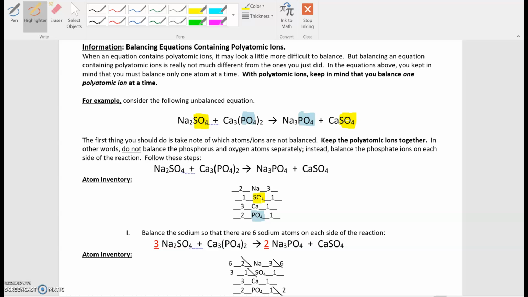But notice how I keep the inventory. I had sodium, I have 2 sodiums and 3 sodiums because of the subscripts. Now notice how it says 1 sulfate on each side. You see how sulfate is SO4? It might look like there are 4 sulfates, but in fact there's just 1 SO4 on each side. I have 3 calciums on the reactant side and 1 on the product side.